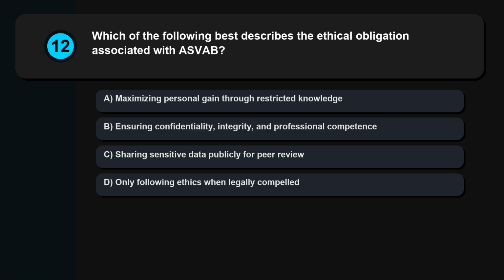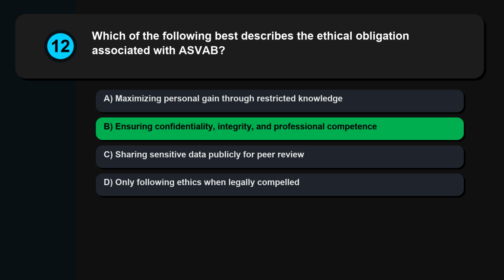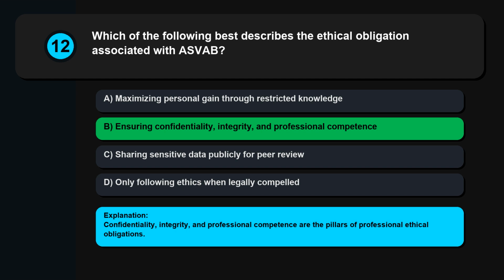Question 12. Which of the following best describes the ethical obligation associated with ASVAB? Maximizing personal gain through restricted knowledge, ensuring confidentiality, integrity, and professional competence, sharing sensitive data publicly for peer review, only following ethics when legally compelled. Confidentiality, integrity, and professional competence are the pillars of professional ethical obligations.